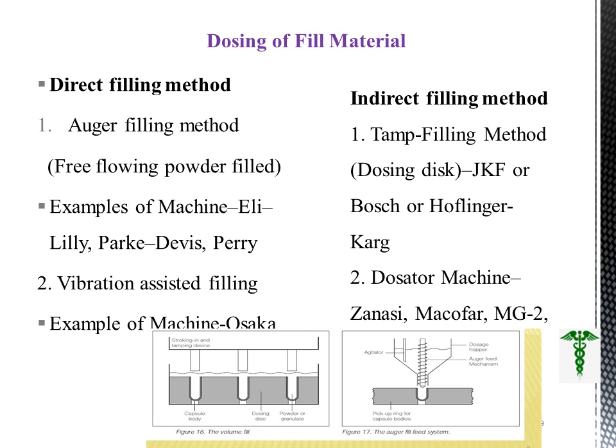This is the diagram of the auger filling machine. That is, either we can use the volume fit method or the auger fill system. Here, between the dosage hopper, the auger fill mechanism is applied to fill the capsule. In the indirect filling method, we can use either the dam filling method using a dosing disc or the dosator machine.